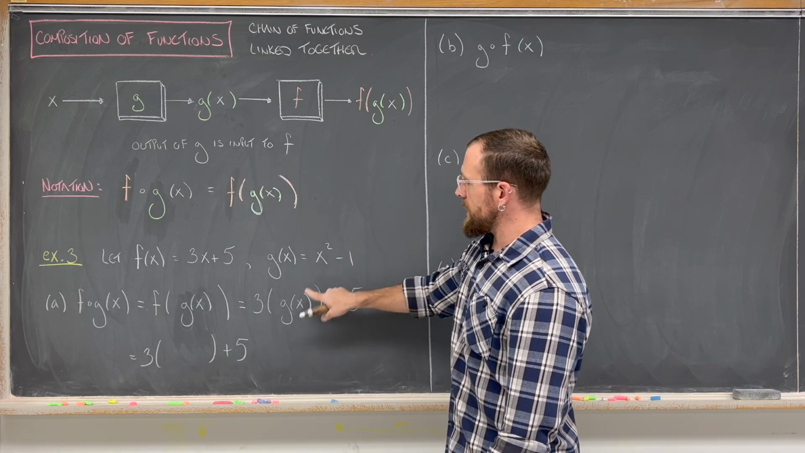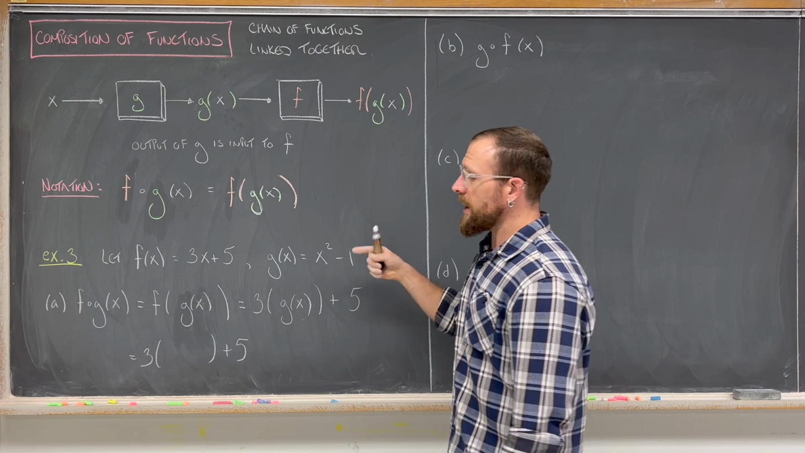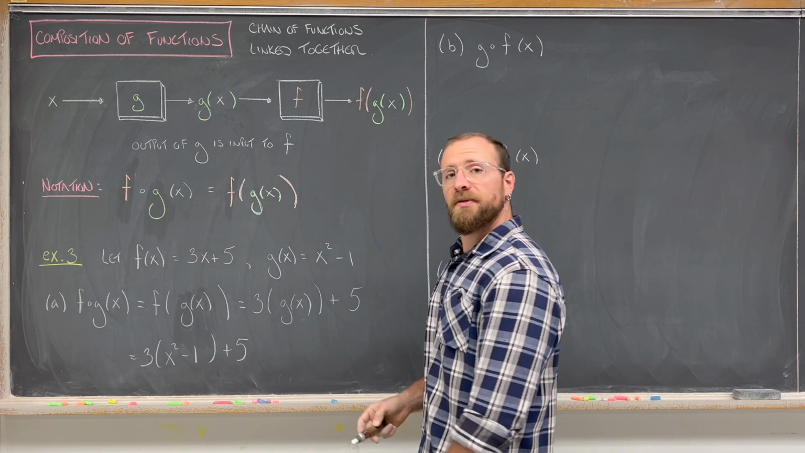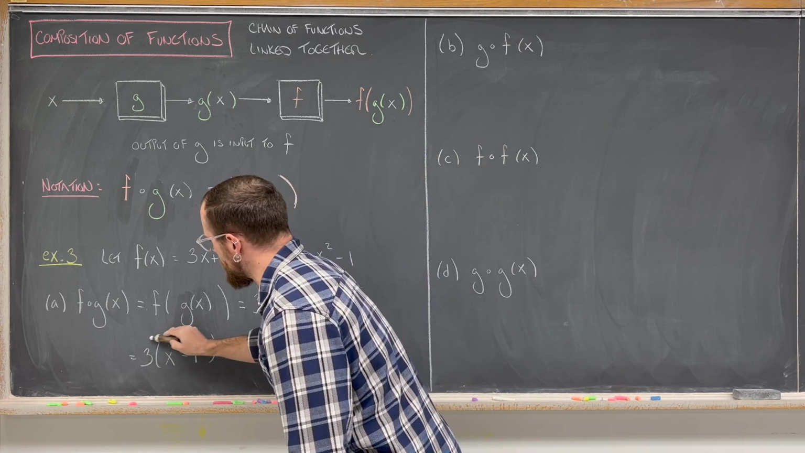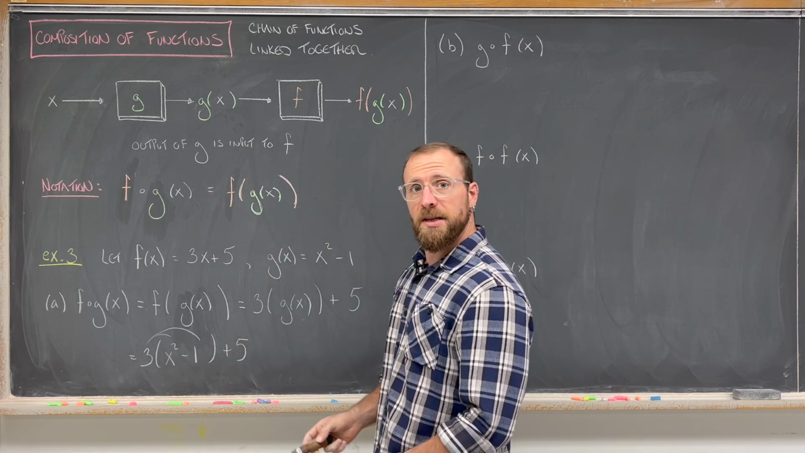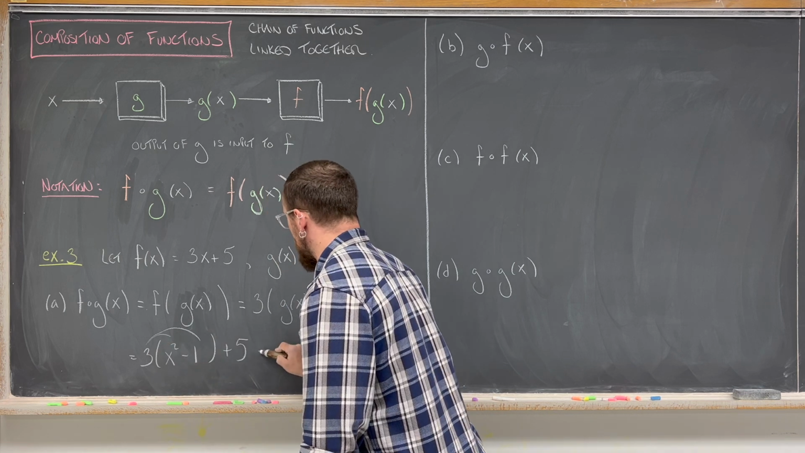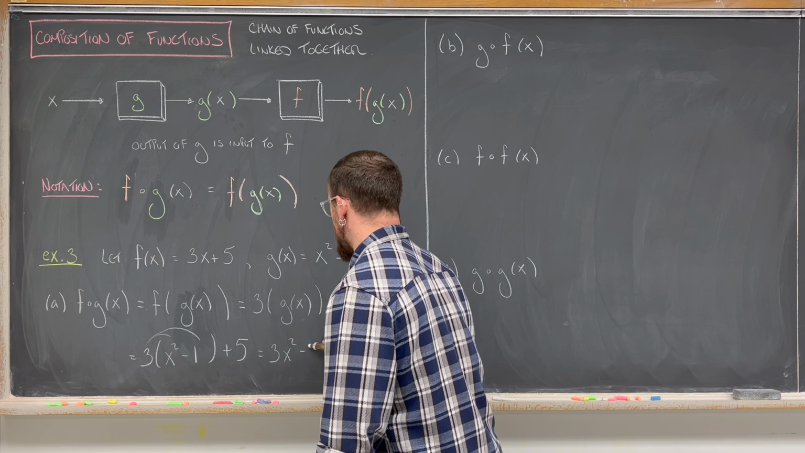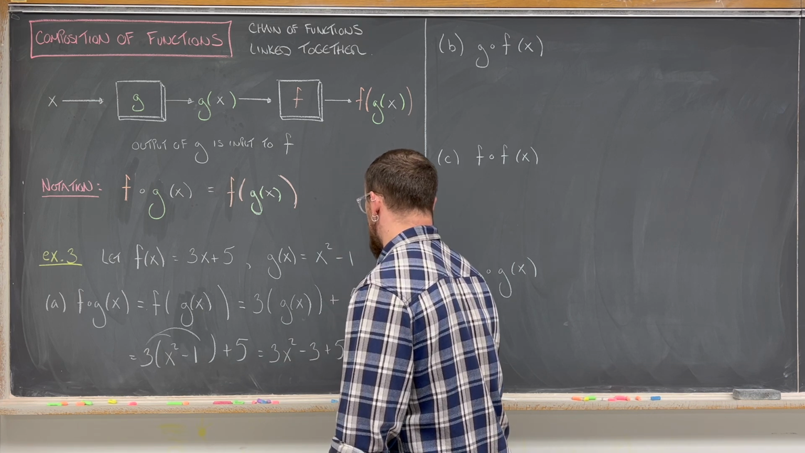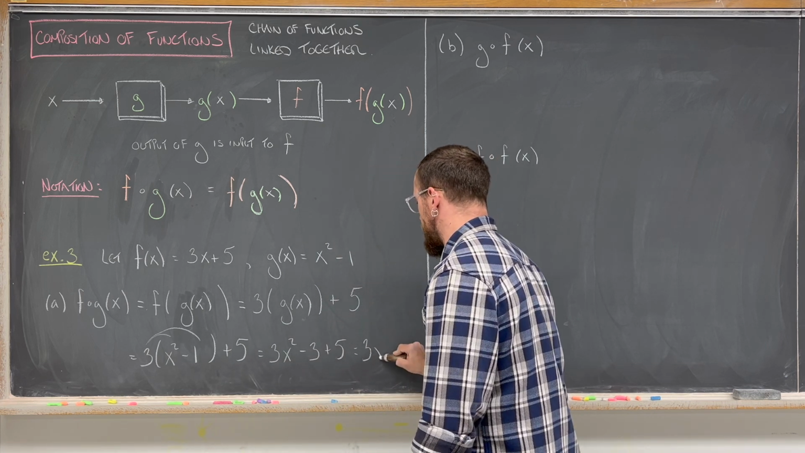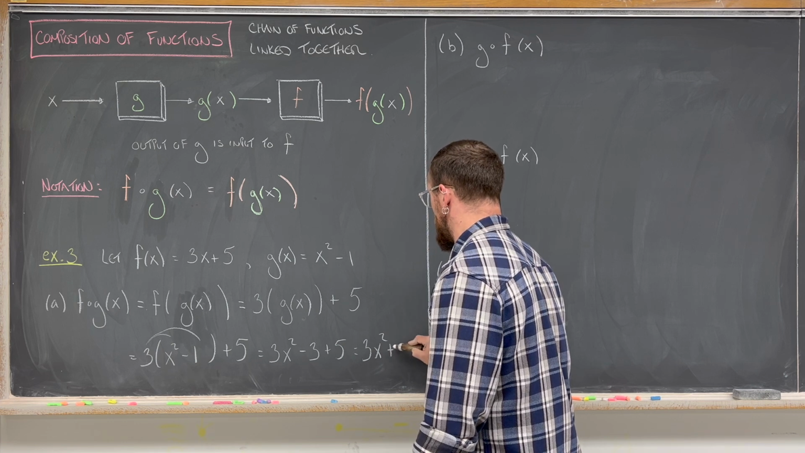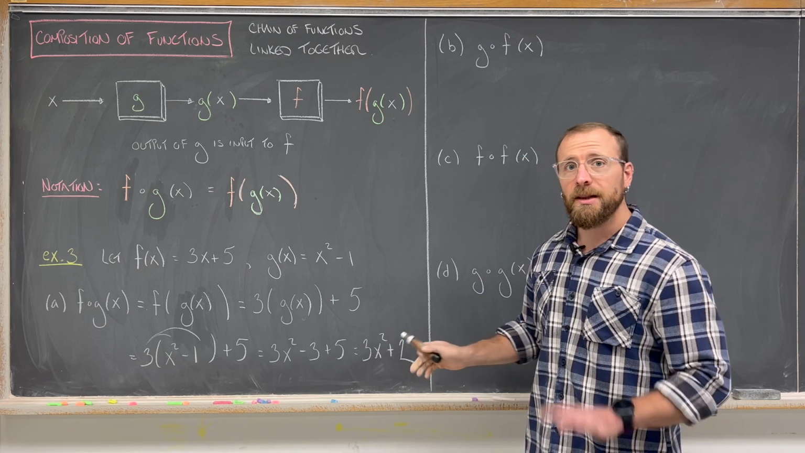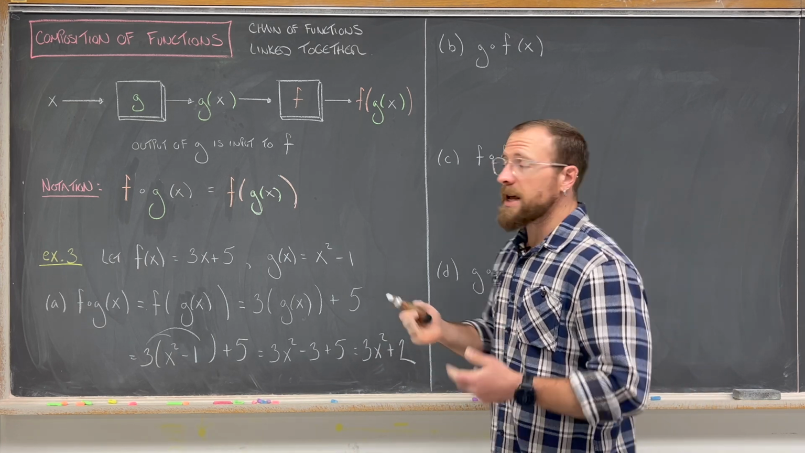Well, g of x is x squared minus 1. Aha. So this is 3 times x squared minus 1, plus 5. And all I have to do is distribute that 3. See how the parentheses are necessary? I get 3x squared minus 3 plus 5. Or we'll just call that 3x squared plus 2, combining the 5 and the negative 3 to be a 2. That's it.